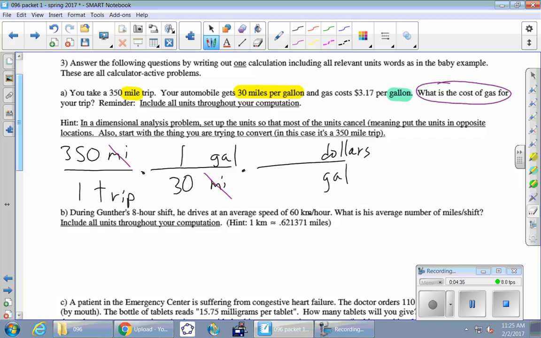$3.17 gets you how many gallons? 1. And then again, the units cancel, gallons and gallons. And what are the units left on the top? Dollars, and on the bottom, trip. And that's what I want. How many dollars per trip? So then it's just a calculator, multiply across the top, 350 times 3.17 divided by 1 times 30 times 1.